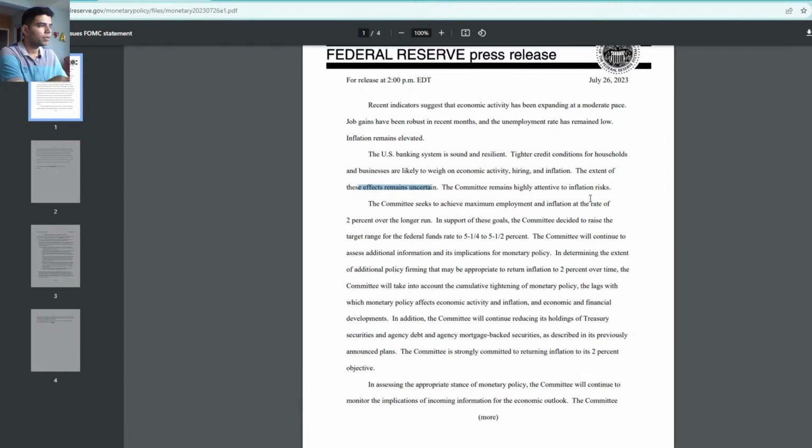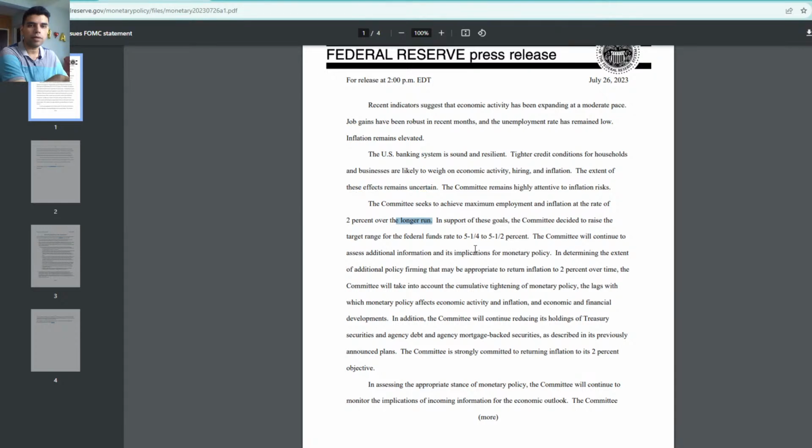For reaching the 2%, yesterday the FOMC has already said it might take up to 2025. Over the longer run means by 2025. In support of these goals, the committee decided to raise the target range for the federal funds rate to 5.25 to 5.5%. So yesterday there was a rate hike of 25 bps, from 5.25 to 5.5.